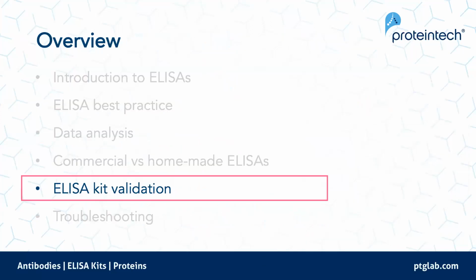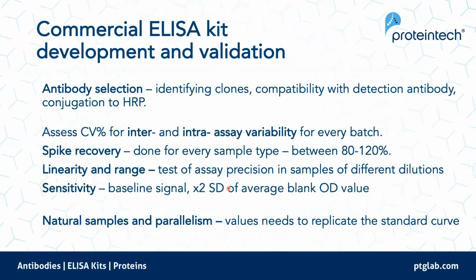So now I'm just going to talk about ELISA kit validation. In terms of how we validate our commercial ELISA kits, first we want to look at our antibody selection. We said this before, validating pairs is really complex and long. So we're ensuring that we're identifying clones that are compatible and not interfering when they bind the analyte, so that we've got the best clones for the situation. We also want to ensure that they're compatible with a detection antibody, and conjugating that detection antibody to HRP or biotin or any other kind of detection enzyme.